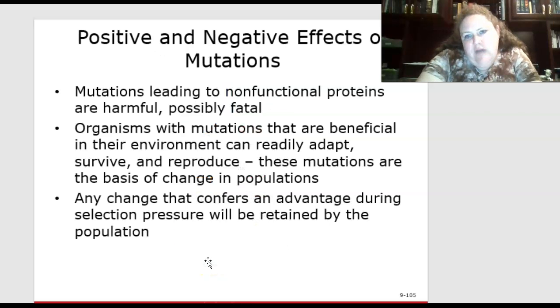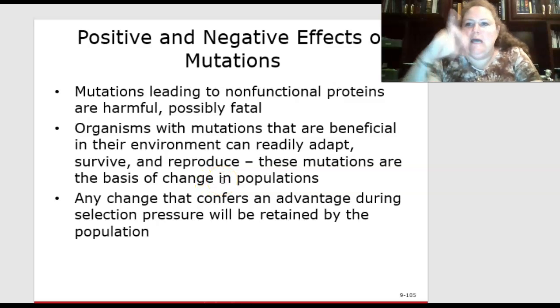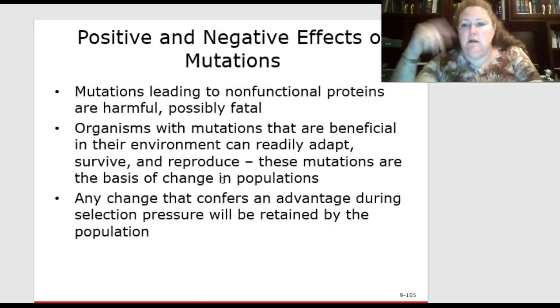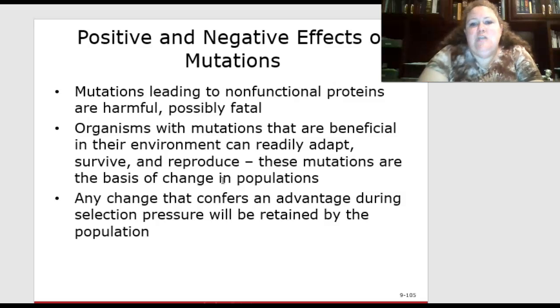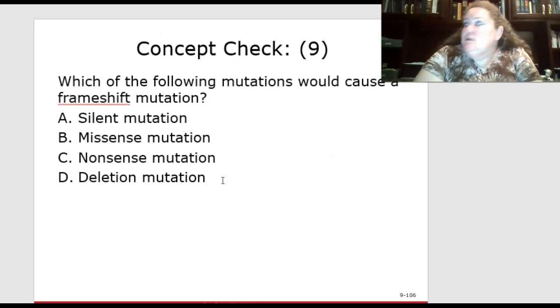So, positive and negative effects of these mutations. Well, mutations can lead to non-functional proteins, and these can be harmful and potentially fatal. And organisms with mutations that are beneficial in their environment can rapidly adapt, survive, and reproduce. And these mutations are the basis of the change in population. For instance, they think that giraffes originally had a shorter neck, but because of nutrient availability, the ones that had a longer neck ended up living longer. They survived long enough to reproduce, etc. Okay, so any change that confers an advantage during the selection pressure will be retained by the population, long necks in giraffes. So here's a little concept check.